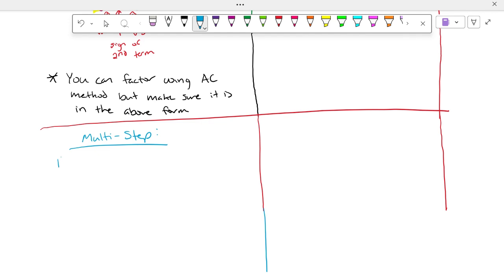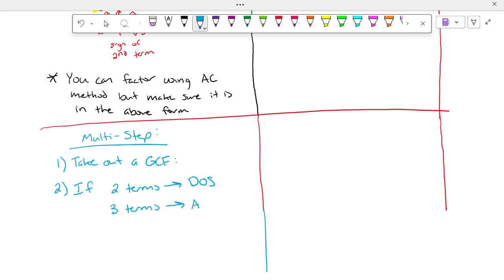So first, take out a GCF. Then, if you have two terms, difference of squares; three terms, AC method; four terms, grouping.